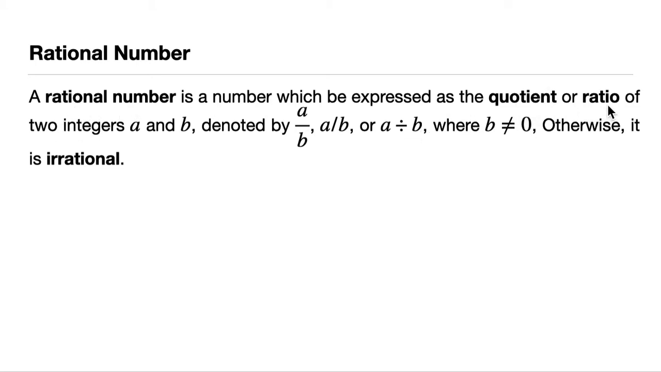So, a quotient or ratio of two integers, a and b, denoted by a over b, a divided by b. This is our previous way to write it in arithmetic. This is the conventional way to write rational numbers in fraction form, where b must not be equal to 0, because when we have a denominator or a divisor equal to 0, let's just say that's not good for now. Otherwise, it is irrational.